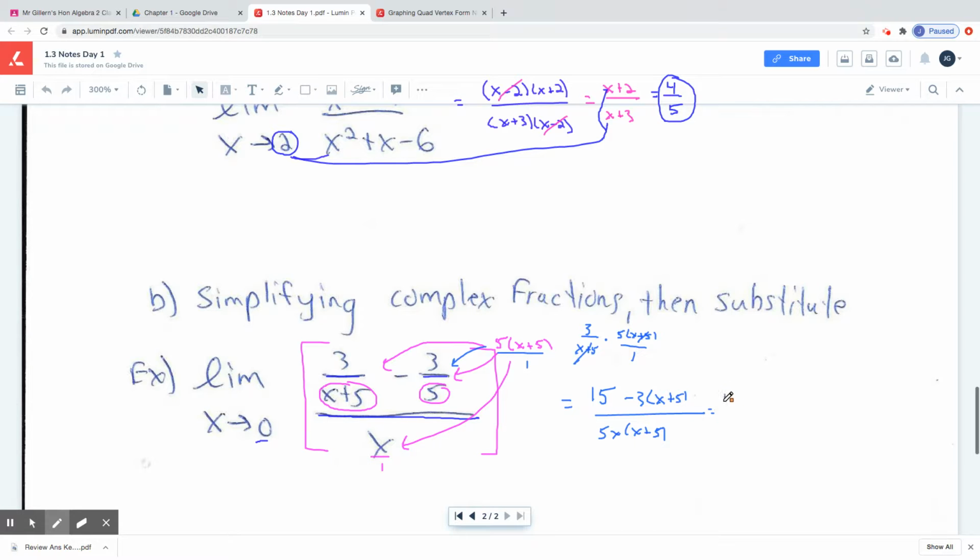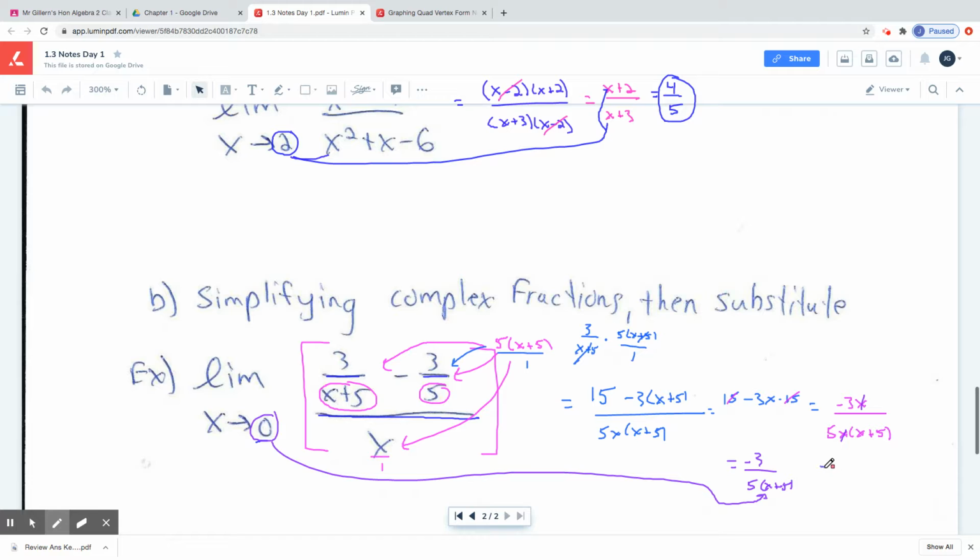But watch what happens. Up top, if I distribute that, I get this, which you hopefully notice that the 15s will cancel out, leaving me with negative 3x over 5x times x plus 5. Now, these x's, since they're both on the outside, I can cancel. And I'm left with negative 3 over 5 times x plus 5. Once you cancel something out on the bottom with the top, then check to see if you can substitute in your 0.